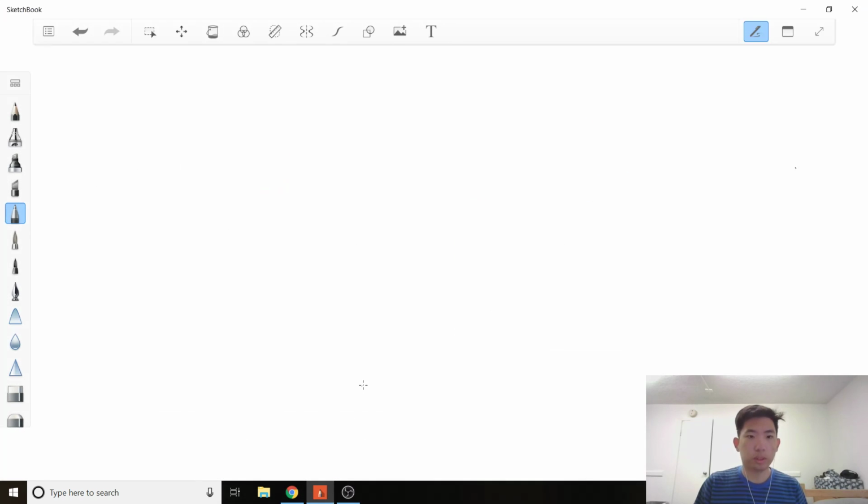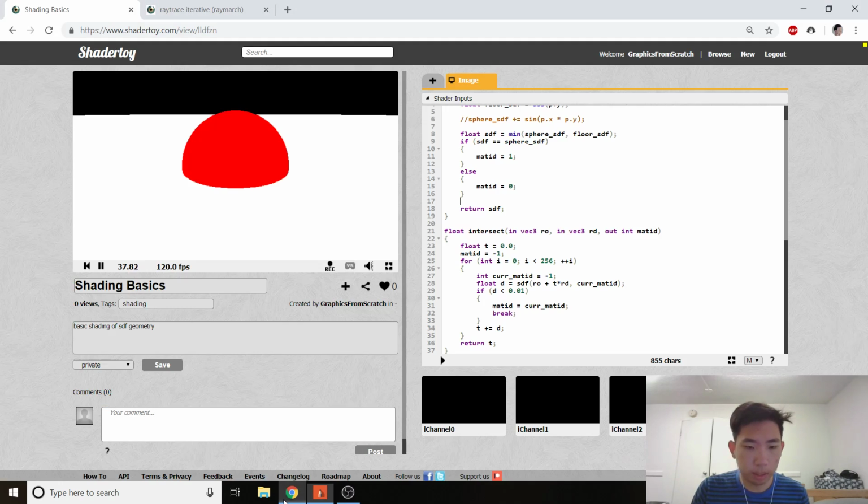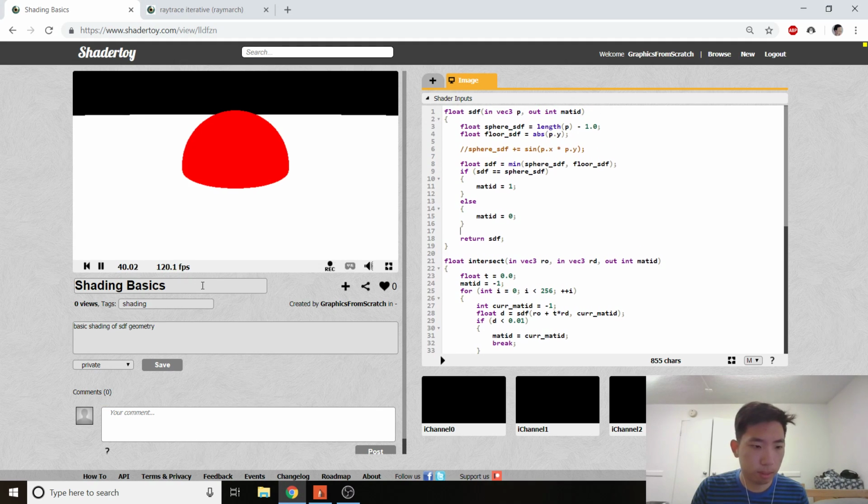So let's do a review of what's going on right now. We've already covered camera ray generation and ray intersection routines, possible solutions and approach to these things. And I copied the code from our previous lessons to create a new shader called Shading Basics. So as you can see, this is what we have.